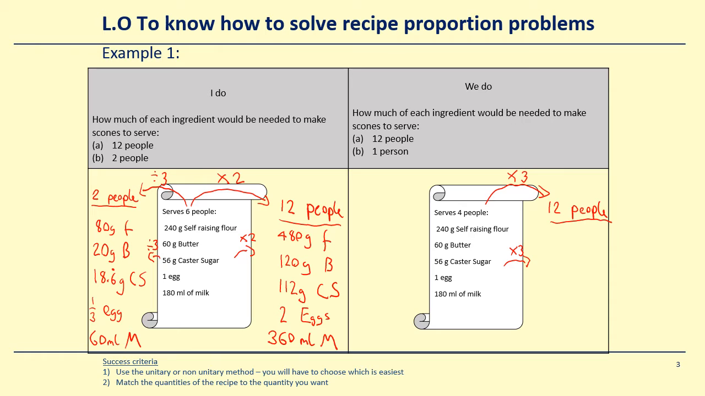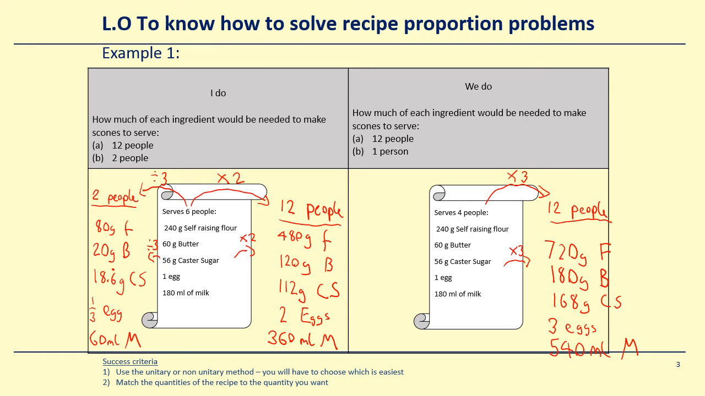So 240 times 3, that's going to give me 720 g of flour. 60 times 3 gives me 180 g of butter. 56 times 3 is going to give me 168 g of caster sugar. 1 egg times 3 is going to give me 3 eggs. And 180 times 3 is going to give me 540 ml of milk.